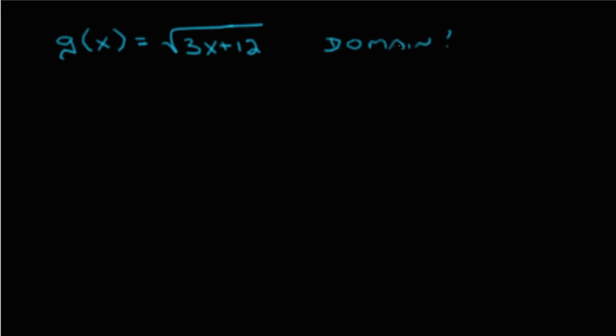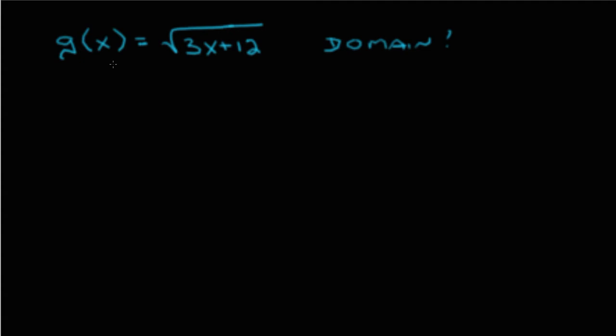So the first problem we're given here is g of x equals square root of 3x plus 12. And what we're asked is, what's the domain? Well, if you remember, the domain is the possible values of x. So what we're asked here is, are there any restrictions on what x can be?